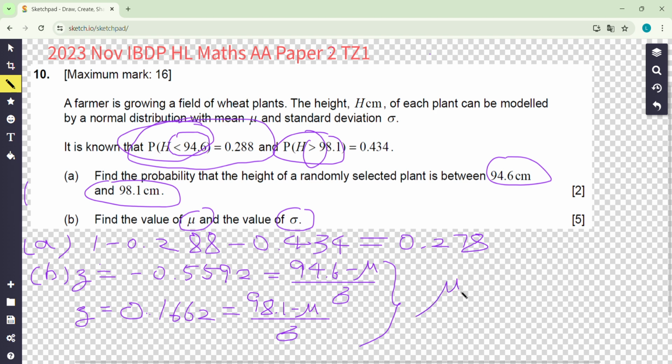So solving these two equations, substituting one equation into the other with two unknowns, you get the data. Remember, always use 4 significant figures for the answer, which is good for the answer and also good for further use. So mu is 97.3 and sigma is 4.825. You got it? Well done.